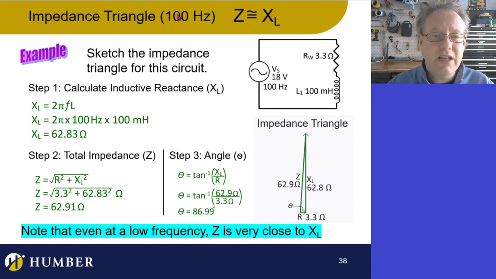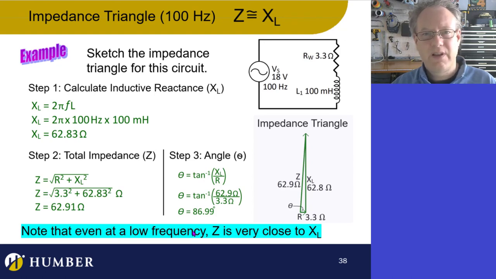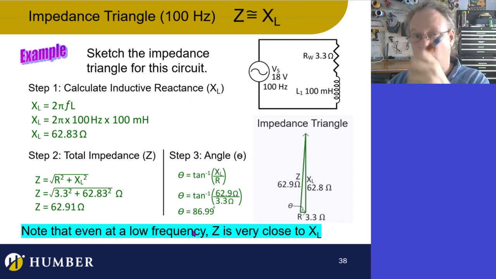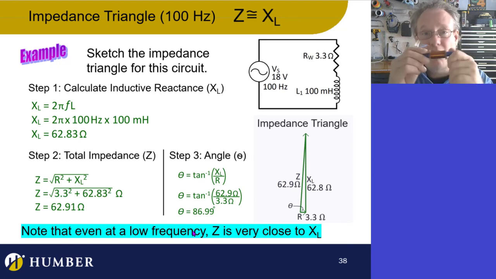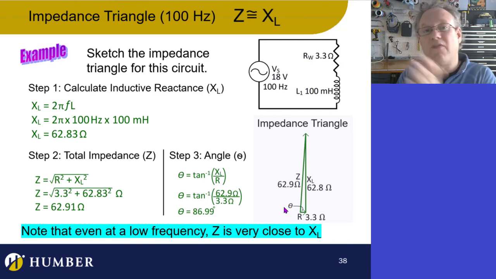So even at a low frequency of 100 hertz, it doesn't really make a big difference, so this winding resistance doesn't really come into play. Although, like I did say, in this case it's probably about 20 ohms. If I had 20 ohm winding resistance and I put a low frequency, 100 hertz, through this, that would create a steeper angle, and my impedance would be a much greater value than the inductive reactance.